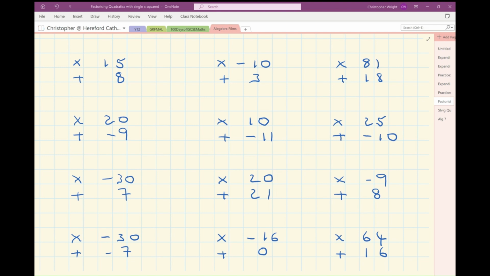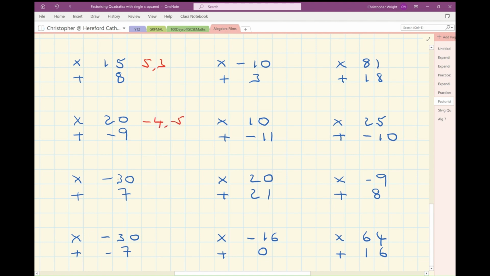Here, multiply to a positive number and add to a positive number. They're both going to be positive, and the answer here is 5 and 3, because 5 times 3 is 15 and they add to 8. Right, I've got to multiply to 20, so they're both going to be positive or both negative, but they add to a negative 9, so they've both got to be negative. So it's going to be minus 4 and minus 5.